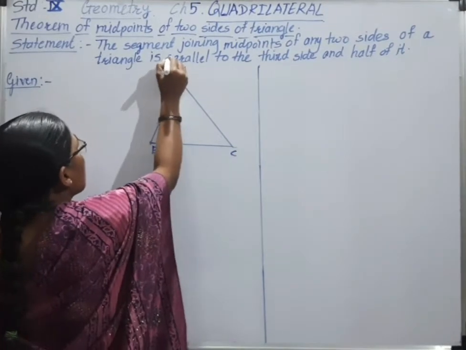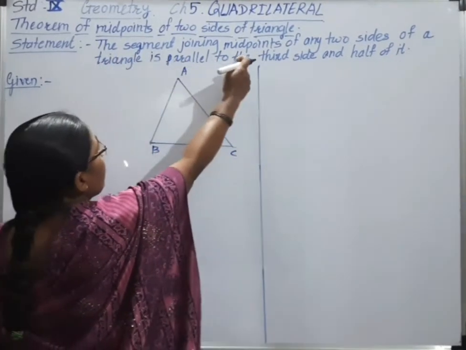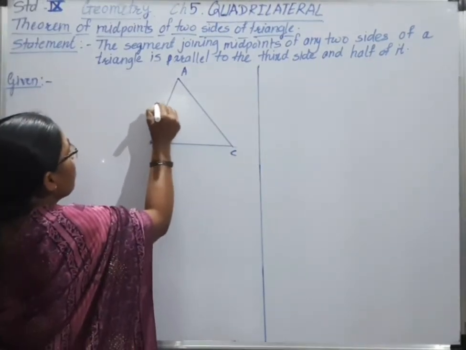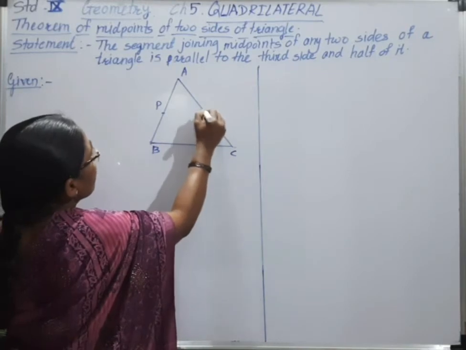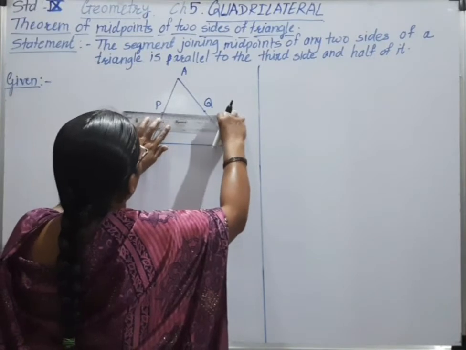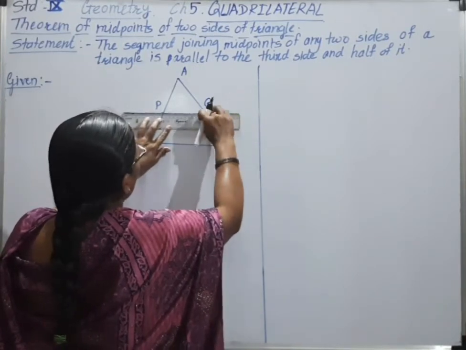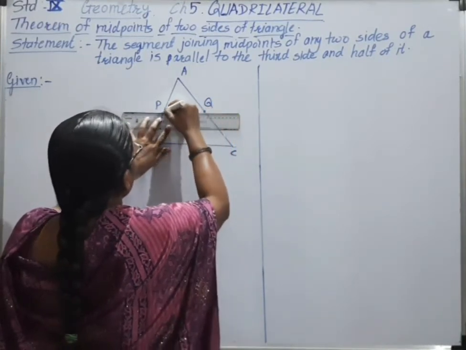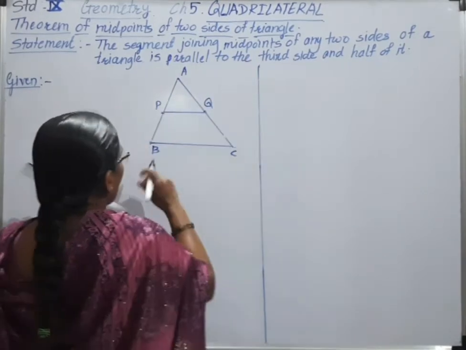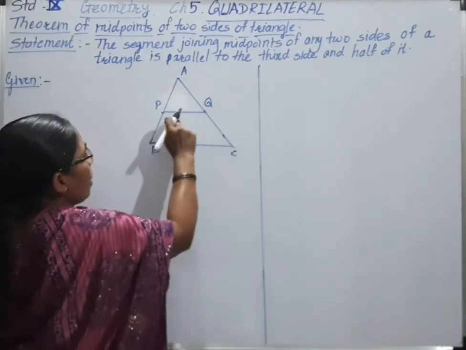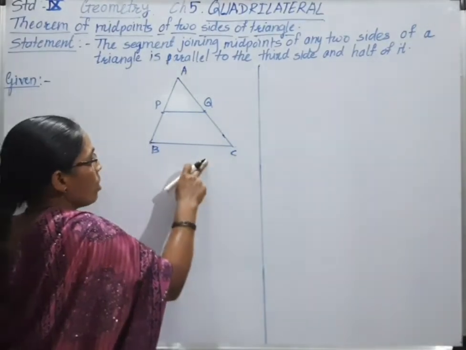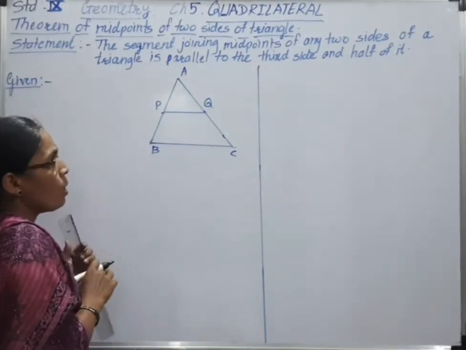The segment joining midpoints of any two sides. Now here we are taking the midpoint of side AB as P and midpoint of side AC as Q. Now we have to join this segment, and this segment is parallel. We have to prove this. This segment is parallel to the third side of the triangle and it is also half of this third side, that is PQ is half of BC only.